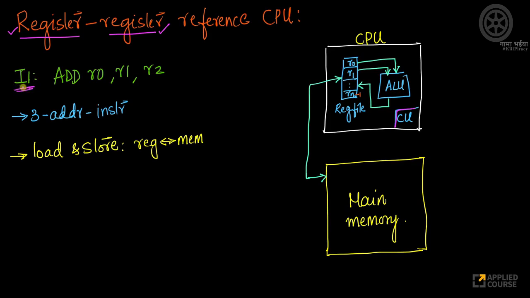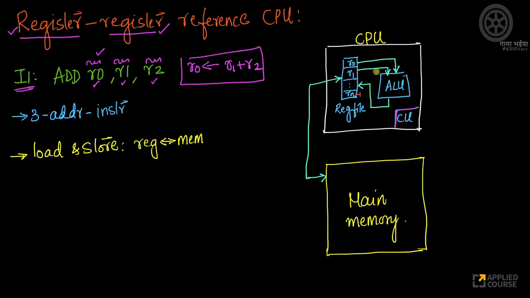So imagine I have instruction 1 which looks like this. What does this mean? This means whatever is there in register 1 and register 2, add them up, and store the resultant in register 0. That's what this means, right? So this is my destination register. This is my source 1, this is my source 2, or this is my operand 1, this is my operand 2, and this is my destination, right? That's what this diagram also says, right?